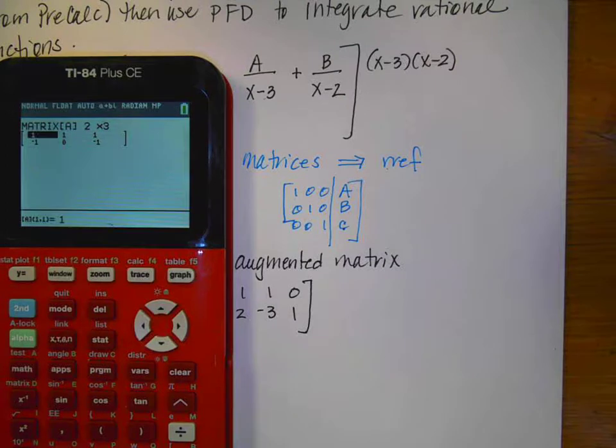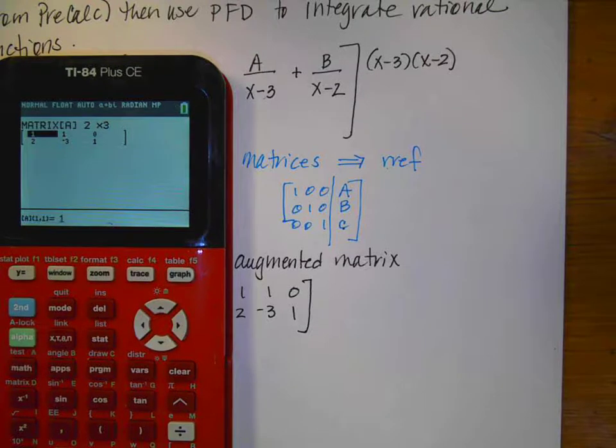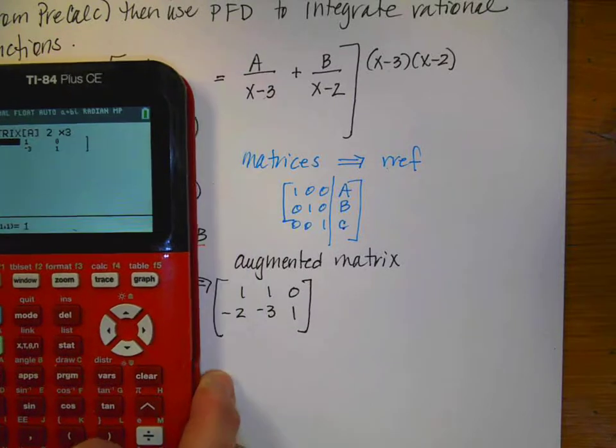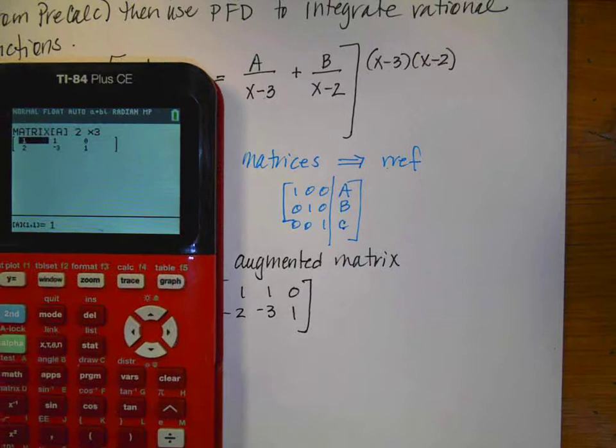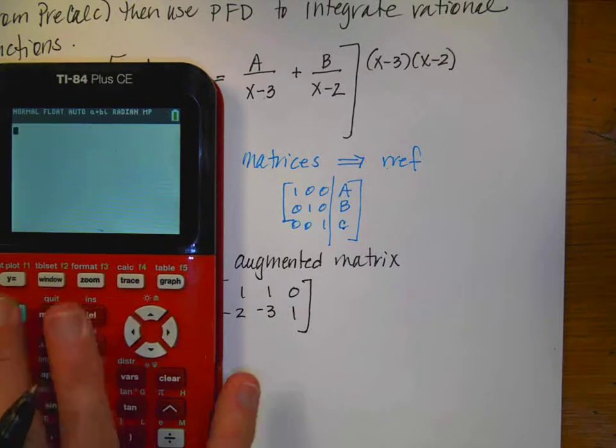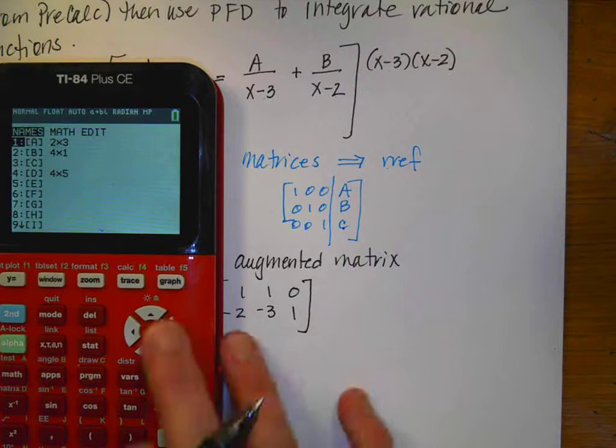This one is a 2 by 3, and then I enter my matrix: 1, 1, 0, 2, negative 3, 1. You always want to make sure that you check your data entry, because that's where we usually screw stuff up, and if you make a wrong entry, then that means your whole system is going to be wrong. So then I'm going to quit. I'm going to go back to my matrix button.